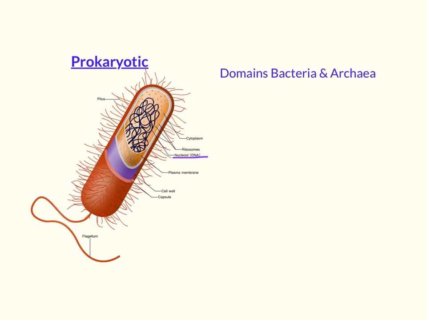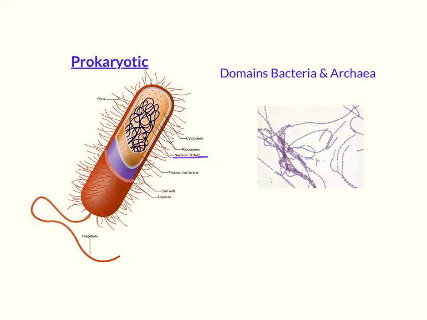Prokaryotic cells are found in the domains bacteria and archaea. They are generally single-celled organisms. They're found individually or they can be found in strings of cells or clusters that live together, and they are adapted to most types of environments. You find them everywhere.